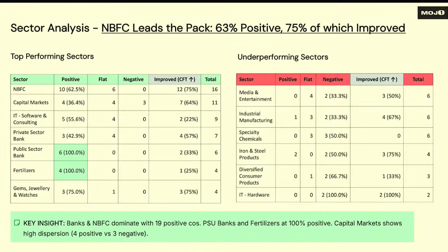If you look at public sector banks, 6 companies have declared results. All 6 are positive, so that's 100%. If you look at fertilizers, 4 companies have declared results. All 4 are positive, so that's 100% again. And then if you look at NBFCs, 10 companies have declared positive results, 6 are flat, so that's 62% of the companies in NBFCs declaring positive results. And gems, jewelry and watches continues the trend, because some of our stocks are from that particular segment. 3 companies out of 4 have declared positive results.